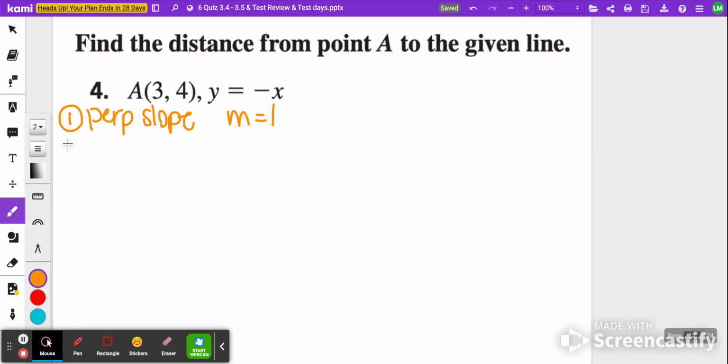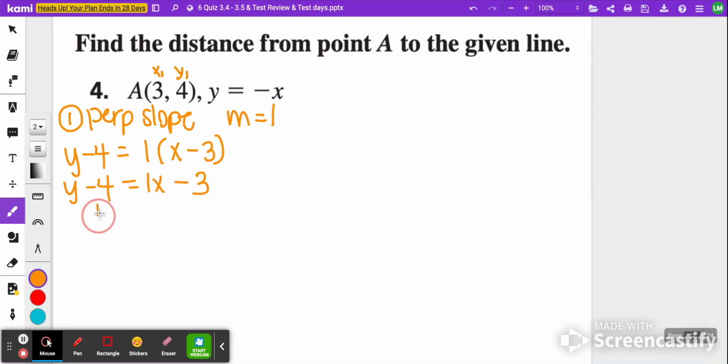So now that I have that, I'm going to use point slope form and plug in my x1 and my y1. So I'm going to have y minus y1, so that's y minus 4, is equal to m times x minus x1, so x minus 3. When I distribute that, I'm going to get 1x minus 3, add 4 to both sides to get y by itself. So y is equal to 1x plus 1. This is going to be your new equation.